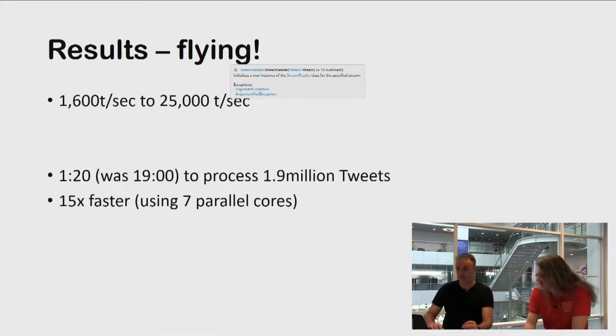And then finally, it was about 50 tweets a second in what we saw, and now we're hitting about 25,000 tweets a second going into SQL Server. Wow. Yeah. So using 7 parallel cores, we can go really fast. So 2 million tweets, about 1:20 to get into SQL Server.